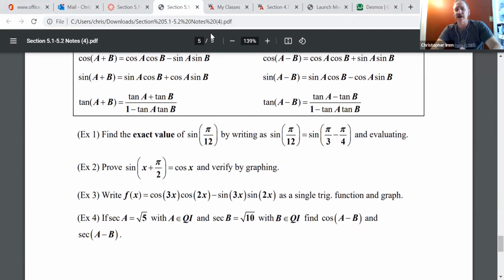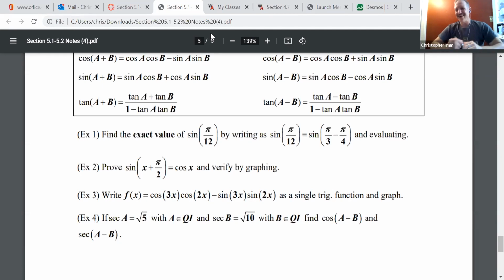So a lot of times we're going to use these formulas to help us find trig ratios. So an example: we're given that secant of A is square root of 5 with A in quadrant 1, remember that notation from earlier. And secant of B is square root of 10 with B in quadrant 1. We ultimately want to find secant of A minus B. But you know what? We don't have a formula for secant of A minus B.